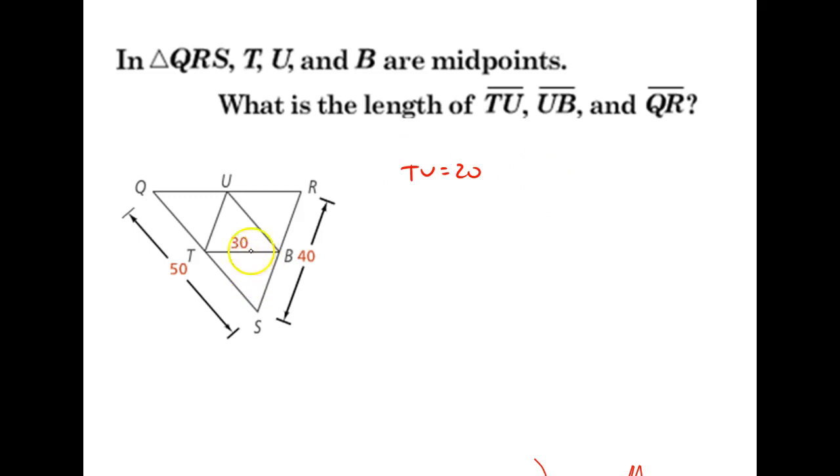UB goes from here to here. It is half the length of QS, so UB is going to be half of 50, or 25. And QR, this entire length here, is going to be twice the length of the midsegment, 30 here, that it doesn't touch. So the distance from Q to R is going to be 60.